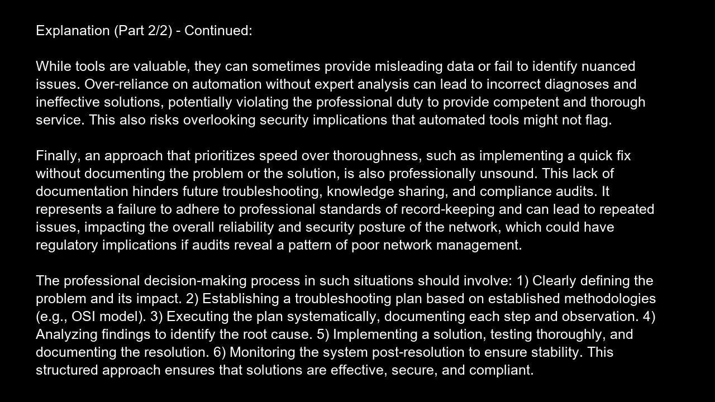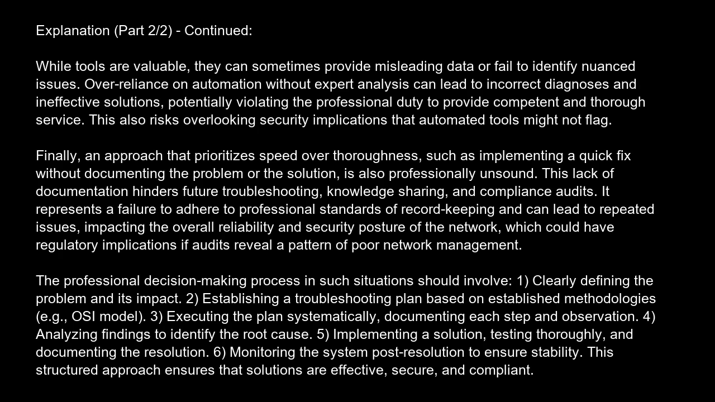Finally, an approach that prioritizes speed over thoroughness, such as implementing a quick fix without documenting the problem or the solution, is also professionally unsound. This lack of documentation hinders future troubleshooting, knowledge sharing, and compliance audits. It represents a failure to adhere to professional standards of record keeping and can lead to repeated issues, impacting the overall reliability and security posture of the network, which could have regulatory implications if audits reveal a pattern of poor network management.